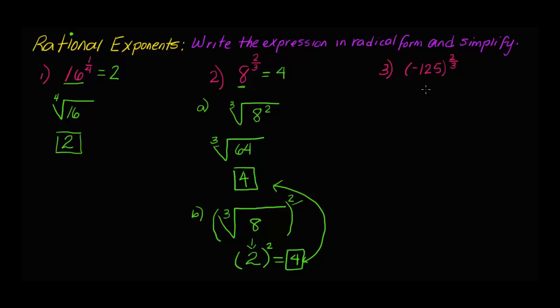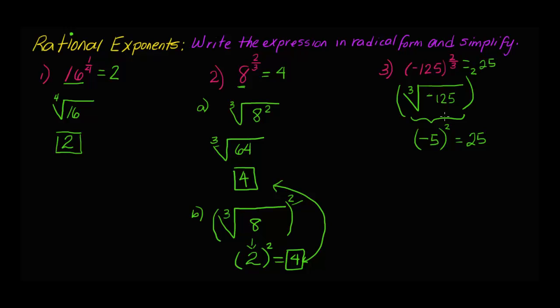Let's do example 3. For example 3, I'm going to write the radical. Inside the radical, I'm going to write negative 125. The numerator is a 2. That means I'm going to raise the whole thing to the second power. The denominator is a 3. That means this is a cube root. There you have it. Now I can simplify this. I know what the cube root of negative 125 is. This inside of the parentheses gives you negative 5. And then I raise the negative 5 to the second power, and that will give you positive 25. So this simplifies to positive 25.